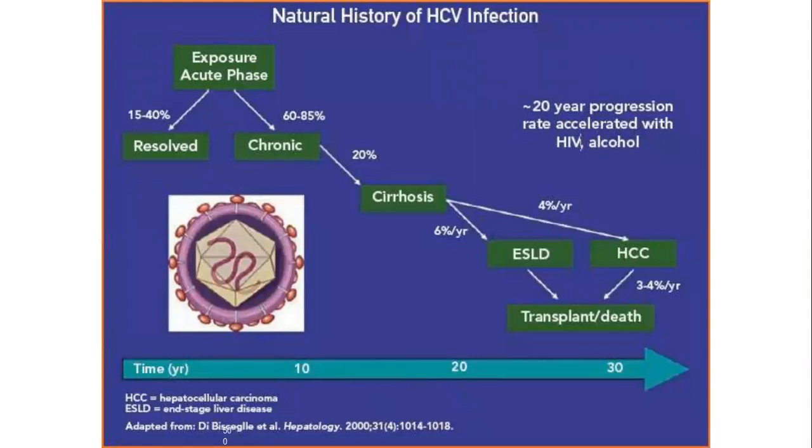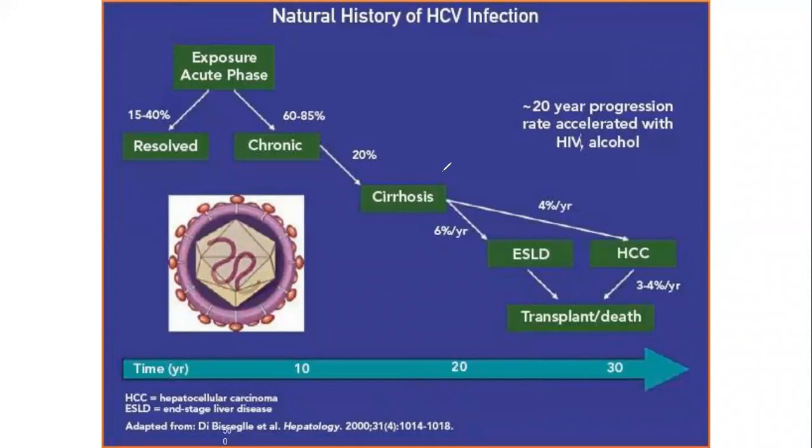Now, what is the infection? On exposure of humans to HCV, 60 to 85% of those infected for more than 6 months have chronic infection. In the acute phase, 15 to 40% of infected persons can heal automatically with their immunity. So these 60 to 85% of infected persons have chronic liver disease.